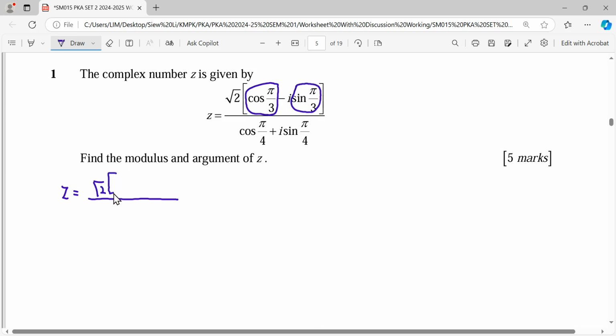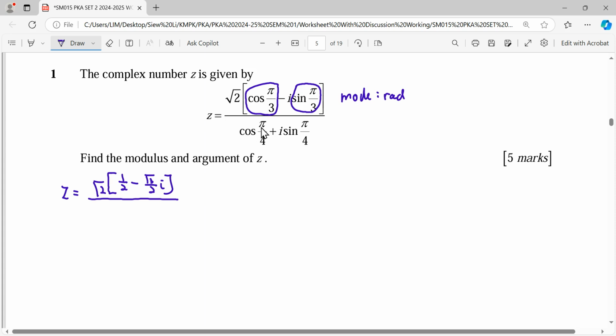So press the calculator with the mode radian to evaluate these trigo. So find out what is the value. So cos pi over 3, it will give you 1 over 2. Sin pi over 3, it will get you root 3 over 2. So now you can get your complex number in standard form with the value.